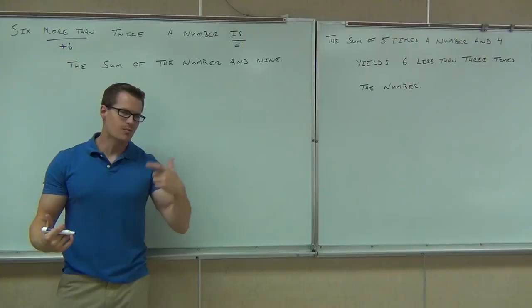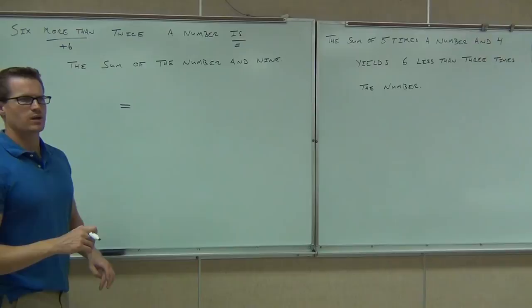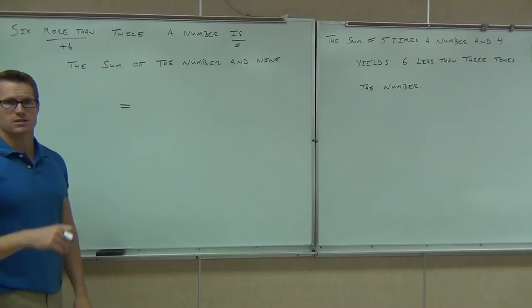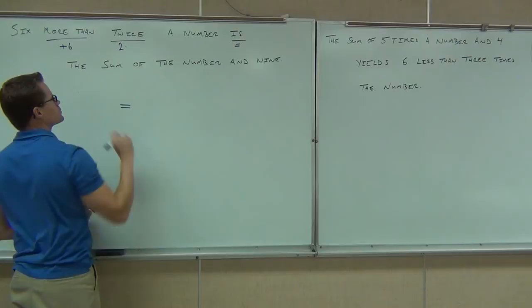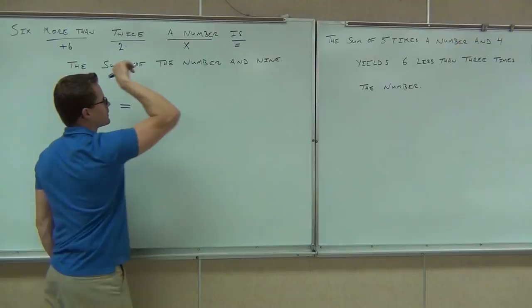More than, okay, what else up here? How would you do the number? Less than would be minus 6 at the very end. Sum. Good, we have sum. I'm talking about the first expression though. Well, what's twice mean? Times. Good. So two times, twice, two times. And a number. What's a number? X. Variable. Okay, going old school with the X. Got it. 6 more than twice a number is.